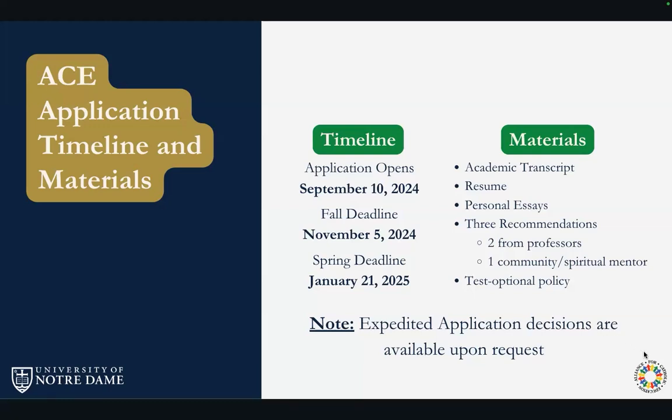As far as the materials, Mike is going to get into what these look like a little bit more specifically, but we're going to ask for a transcript, a resume. You're going to answer some personal essays. We'll also ask you to submit the names of 3 recommenders that can attest to your ability to work in an academic environment and then also a community or spiritual environment. And then we also have a test optional policy, so you do not need to submit any test scores. But if you think that they can help boost your application, you are more than welcome to do so.